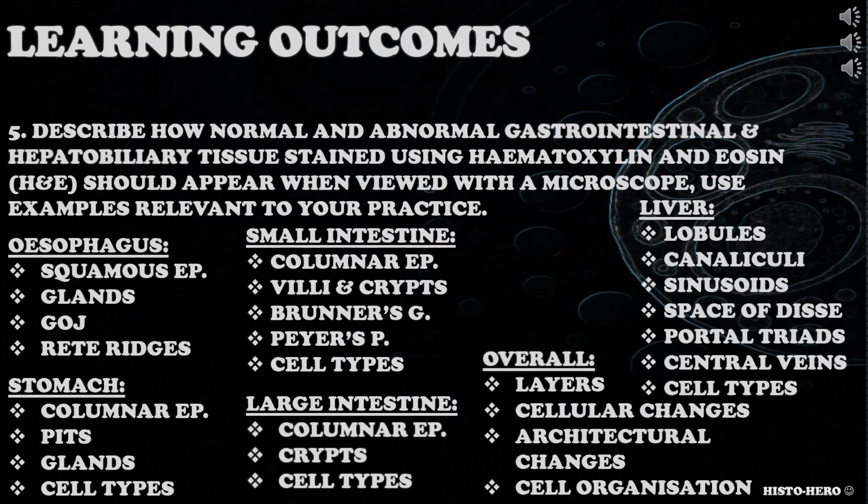How does abnormal gastrointestinal and hepatobiliary tissue stained with H&E look microscopically? In general, consider the changes in normal architecture and cellular organization, nuclei, cytoplasm, cell borders, mitotic figures, presence of fibrosis or cirrhosis, cell density, and so on. This is very specific to each organ and pathology.